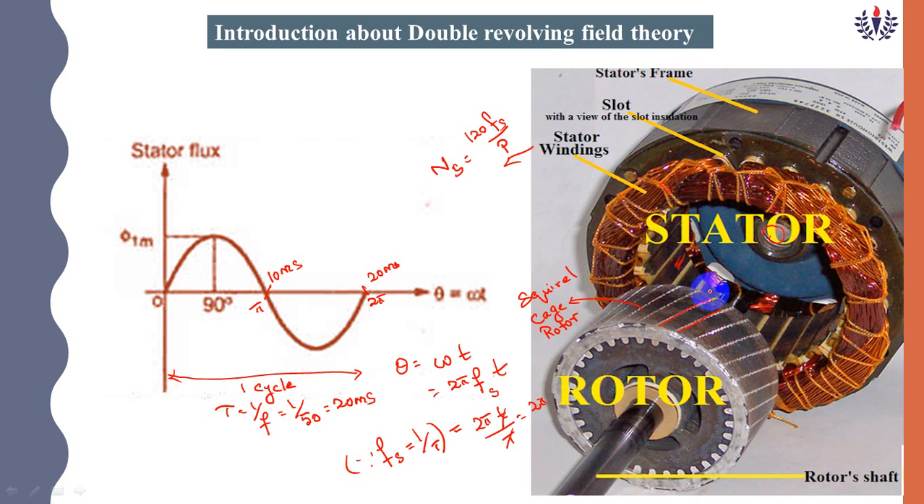Like our car wheel and the body cover, there is a small gap. Like that we have to maintain it. That is nothing but the air gap. So this is the general construction.